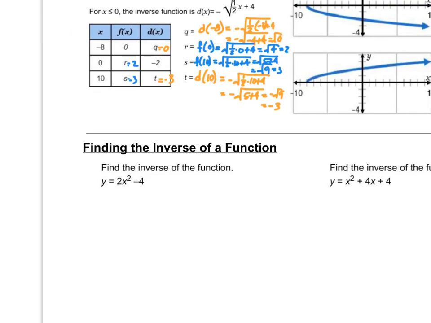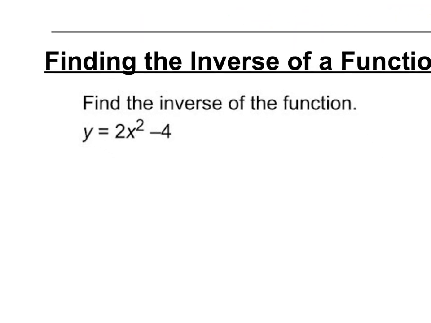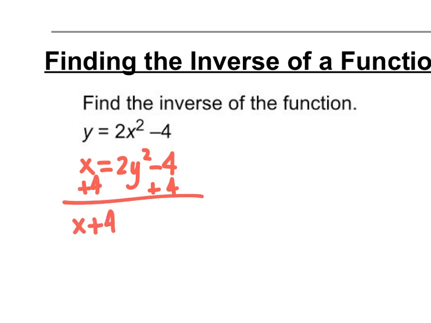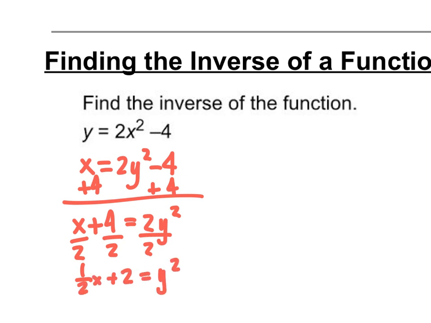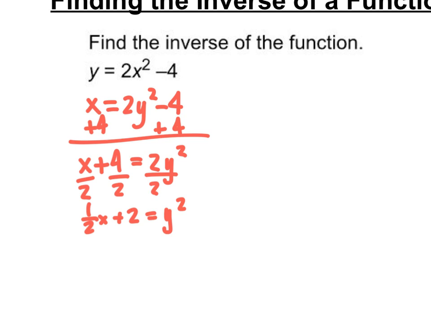So let's go ahead and find the inverse of this function. First things first, I need to replace x with y. So I get x is equal to 2y squared minus 4, and I'm going to solve for y. I'm going to add 4 to both sides, so I get x plus 4 is equal to 2y squared. I'm going to divide everything by 2, so I get 1/2 x plus 2 is equal to y squared. I'm going to rewrite that so the y squared is on the left. So y squared is equal to 1/2 x plus 2.